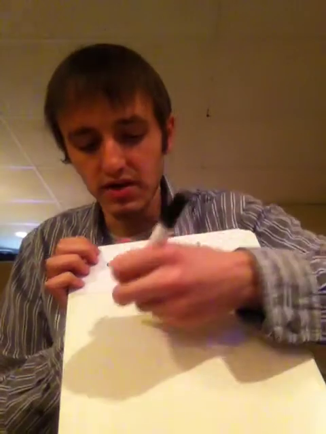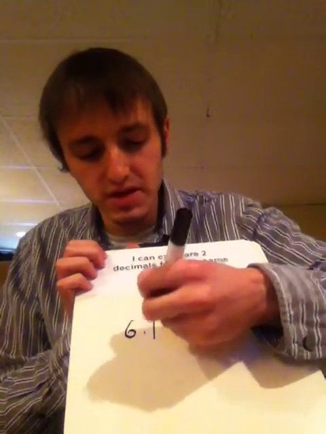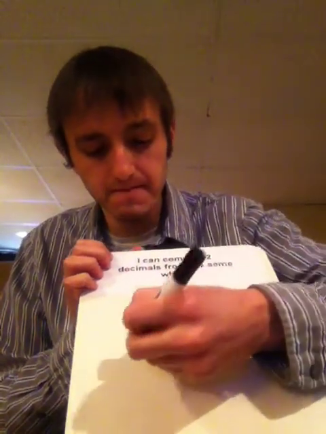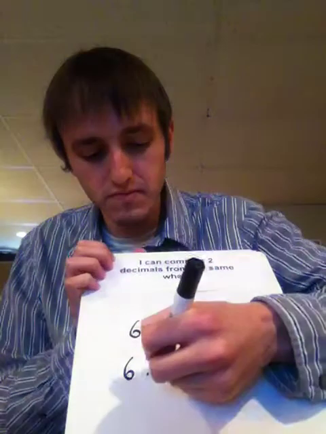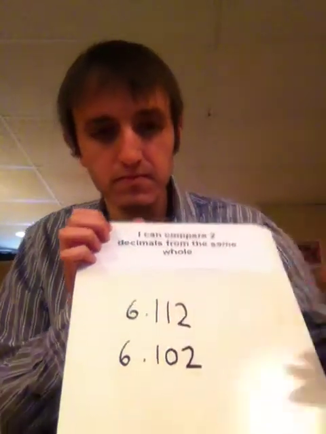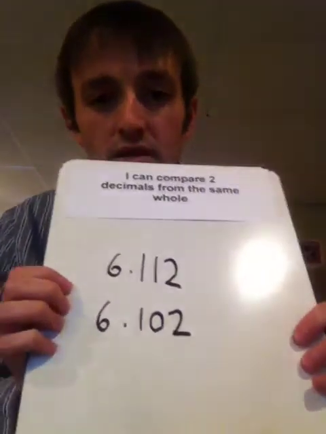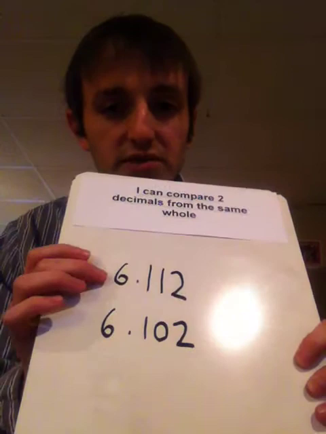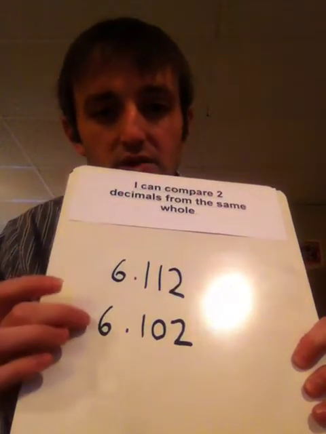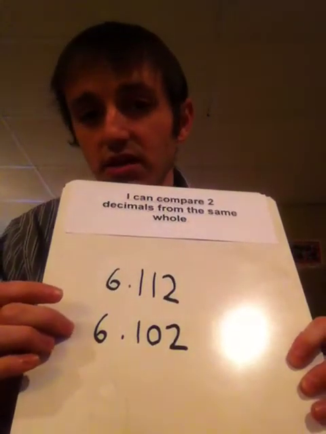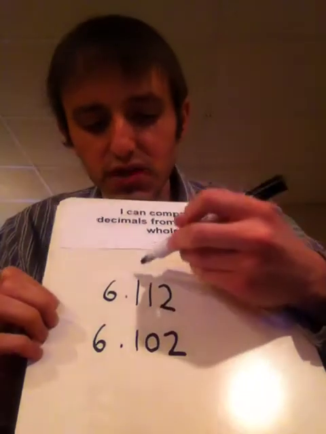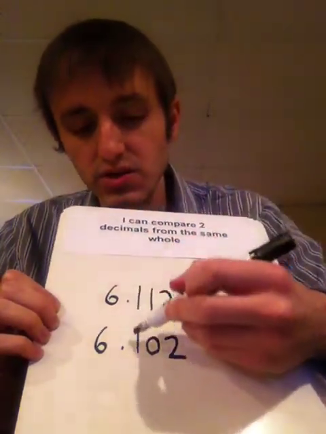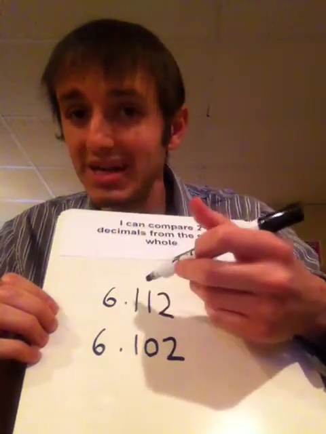Let's try one more. Now this one's going to be a little tricky, so please pay attention. When we try to figure out and compare, first we start in our largest place value, which is in our wholes. As you can see, we both have 6, so we can't do anything there. So now we need to move to our next place value, which is our tenths. As you can see, they both have a 1, so we've got to keep moving.